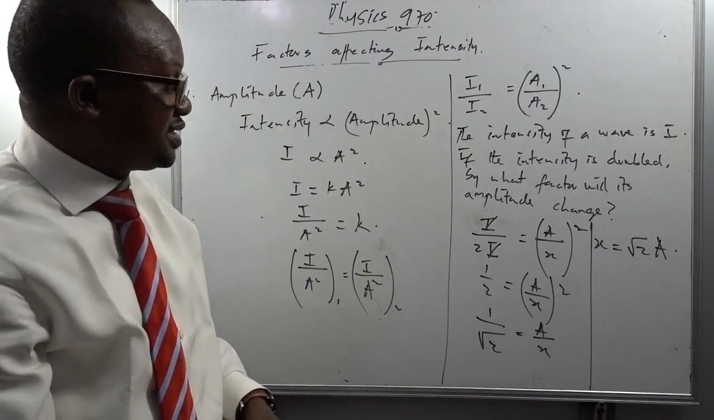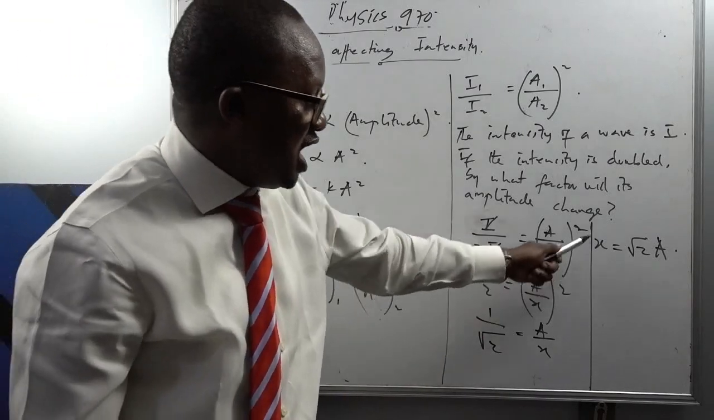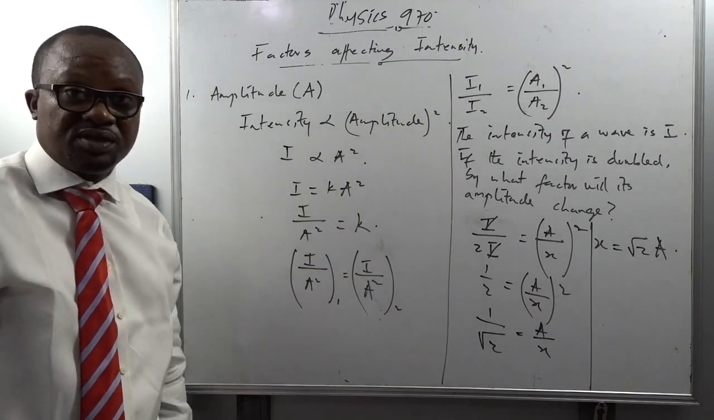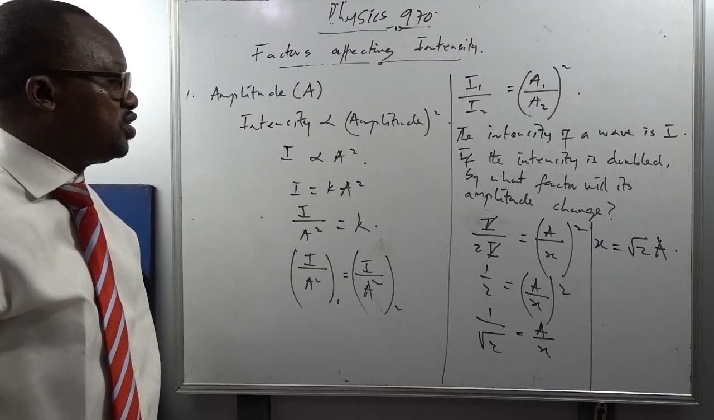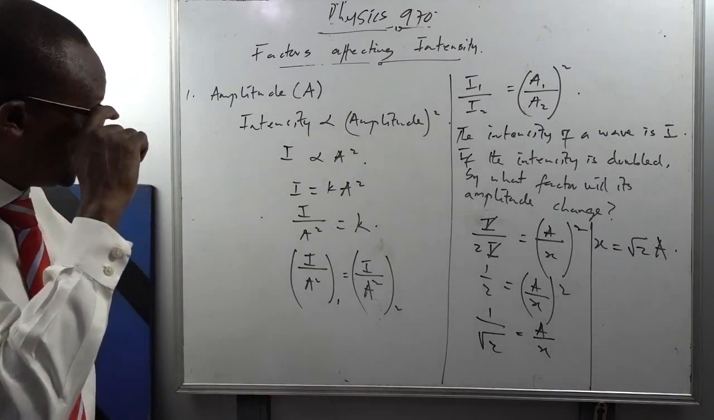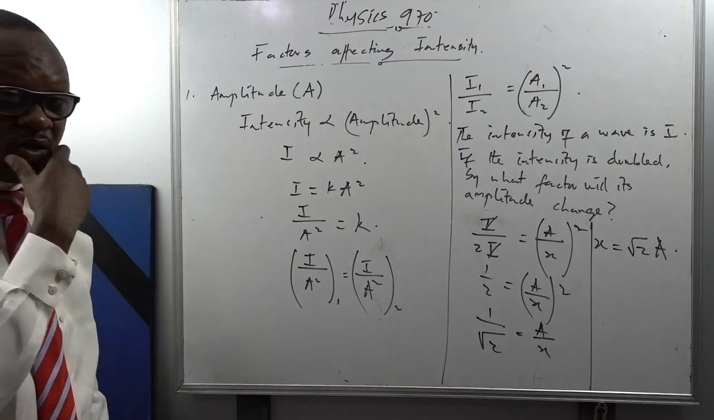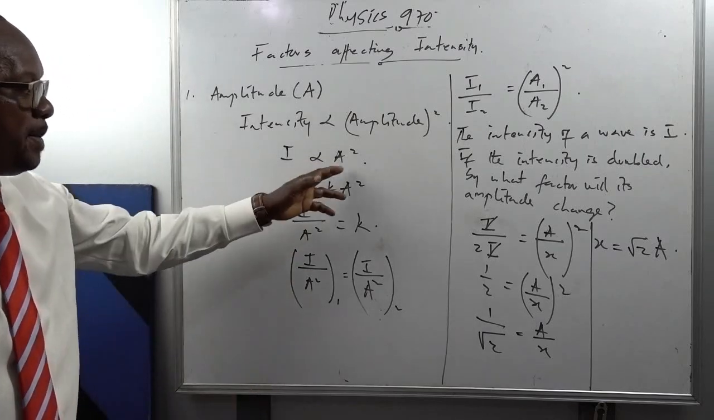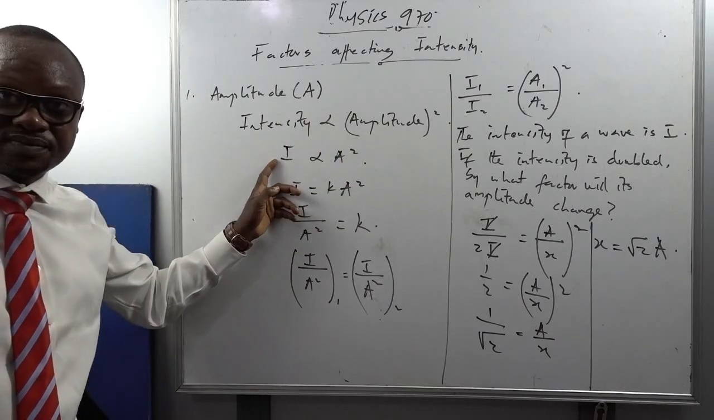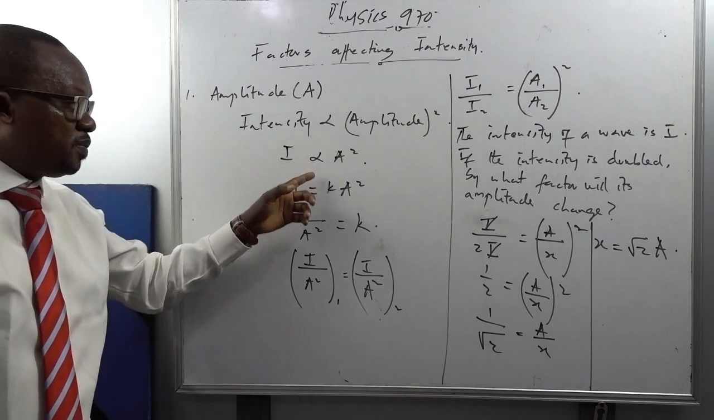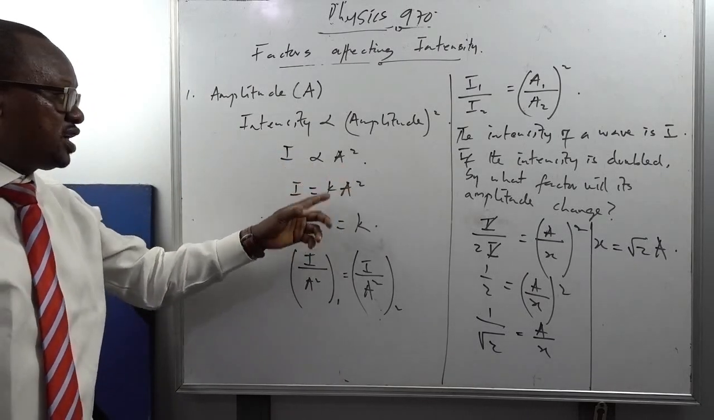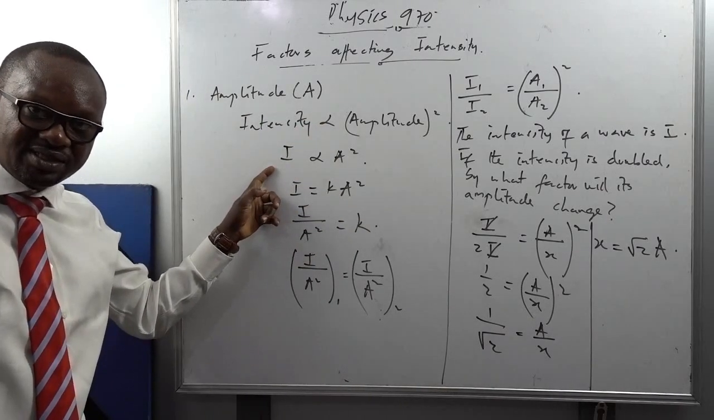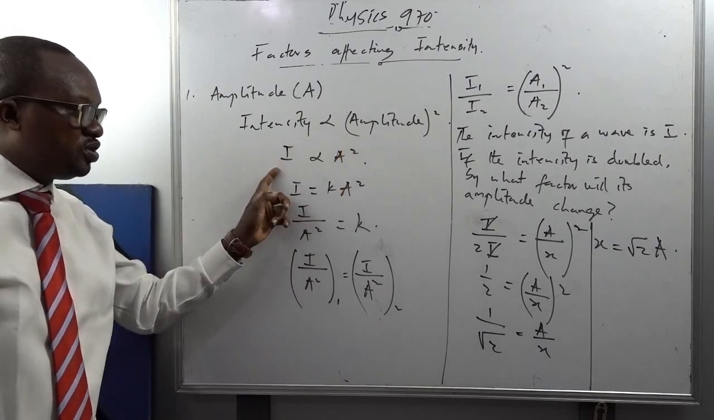So if the intensity of the wave is doubled, the amplitude will increase by a factor of root 2 using this mathematical relationship. I may not even need to solve it like this if you know the relationship. Here we have said that intensity is proportional to amplitude squared. Therefore, I can say that amplitude is proportional to the root of intensity. You take the square across and it becomes a square root.